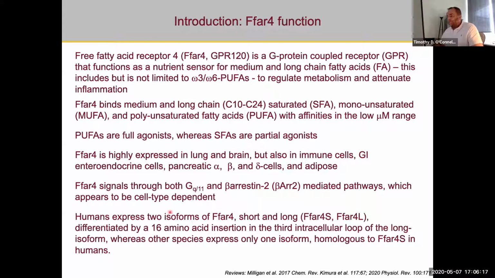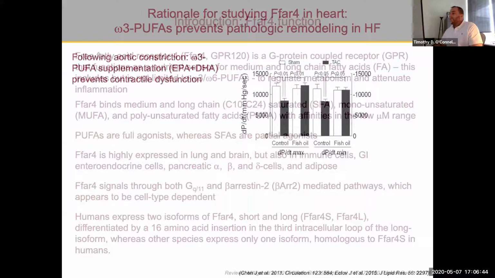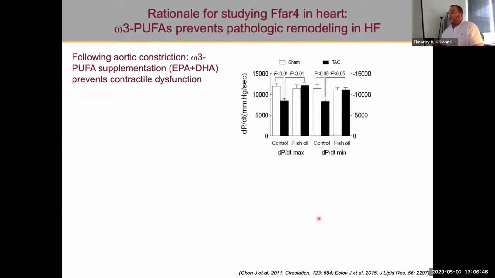In humans, we have 2 isoforms of FFAR4, a short and a long isoform, but the short is the predominant isoform. The 2 isoforms are different by a 16 amino acid insertion in the 3rd intracellular loop of the long isoform, rendering it incapable of signaling through G-alpha-q. It can only signal through arrestin-mediated pathways. And all other species express only one form that is homologous to the short isoform, or the predominant isoform in humans. So how did we become interested in FFAR4 in the heart?